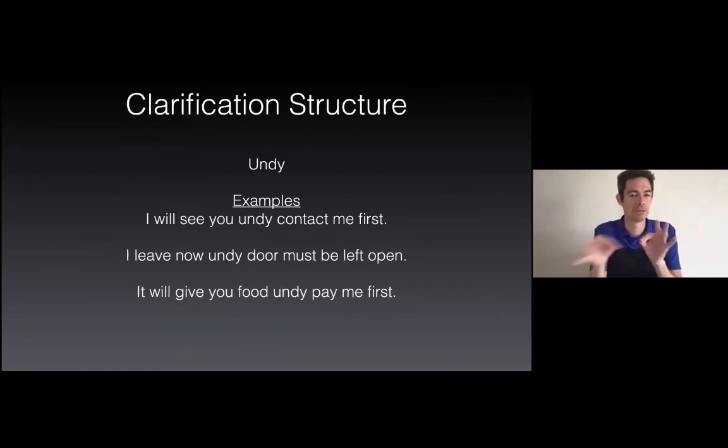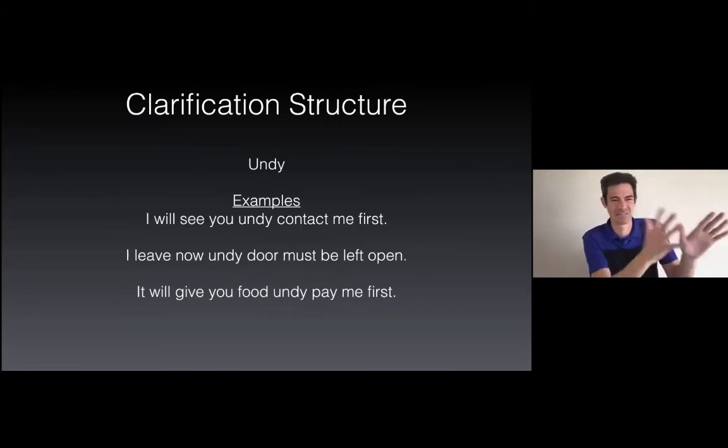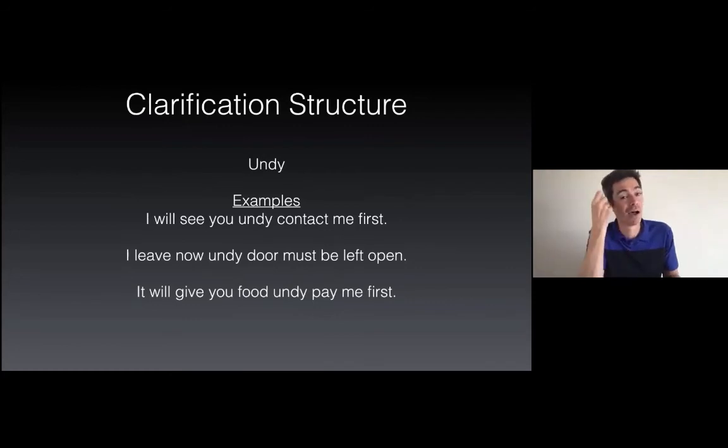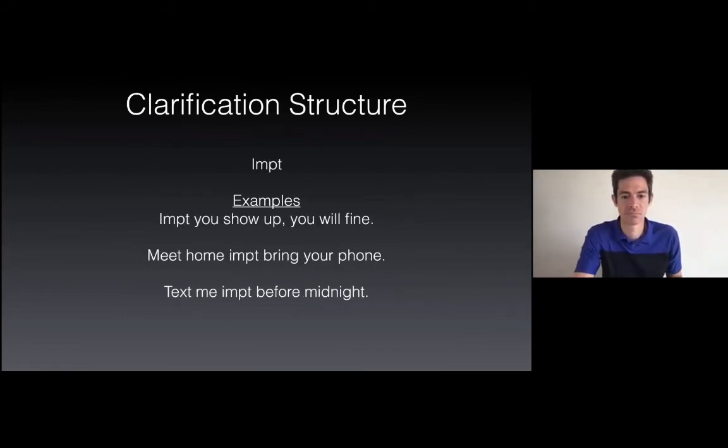So here are some examples of sentences with understand or undie. I will see you, but contact me first. So it's showing clarification here. I'm going to leave now, undie, leave the door open. So meaning, however, the door must be left open. It'll give you food, but you have to pay first. So it's just basic clarification when you're using the understand sign.